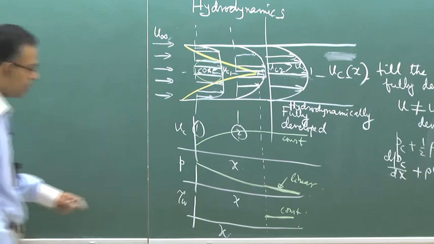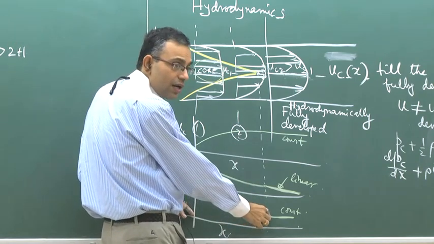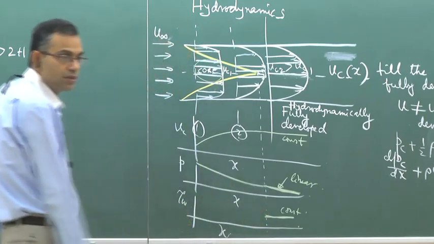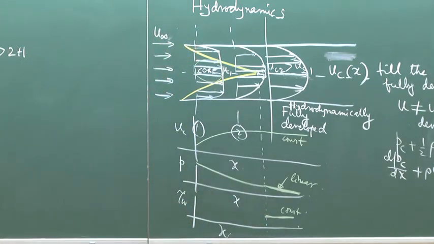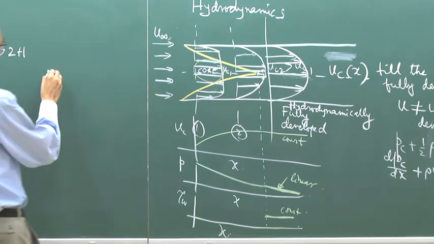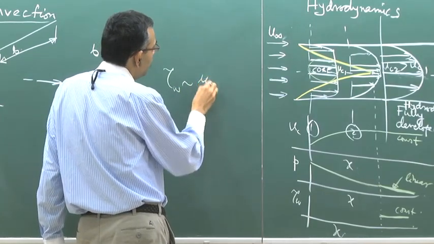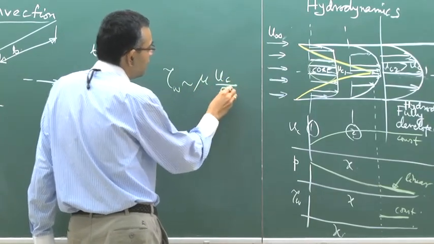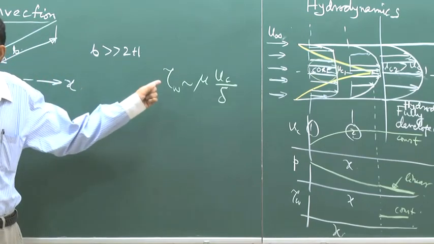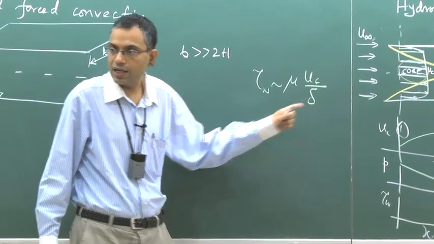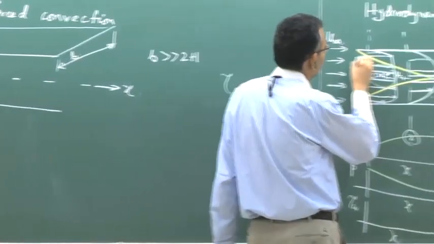Now, there are two possibilities. One is it increases to this constant value, or it decreases from a different value to this constant value. So, what will it be? Tau wall scales with mu uc by delta, right. Mu du dy is, order of magnitude wise, mu into u center line or u core by delta, where delta is the local boundary layer thickness.